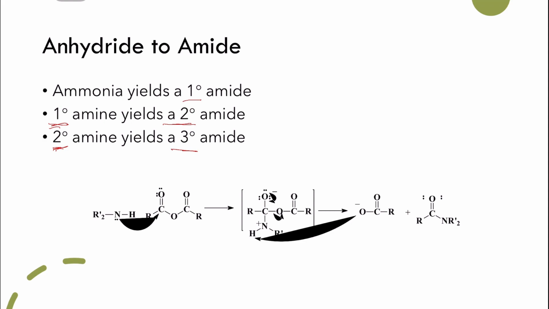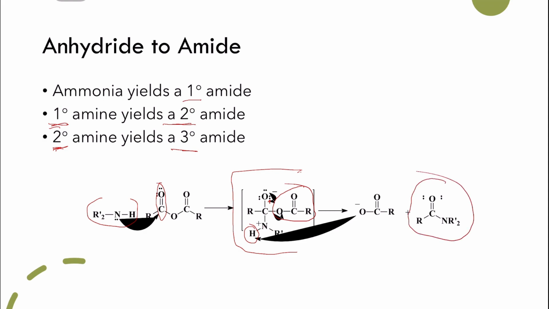The exact same mechanism again: the attack of the nucleophile, which is the amine, on the carbonyl carbon to give us the tetrahedral intermediate. The double bond will be regenerated between the oxygen and carbon, and then the carboxylate is going to leave as the leaving group, and the hydrogen will be taken as a proton from the nitrogen, and then the amide will be prepared.